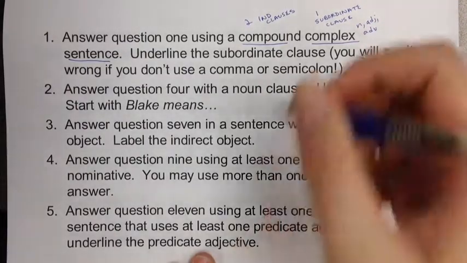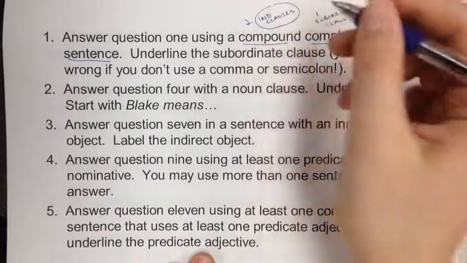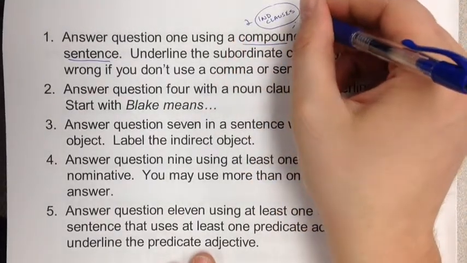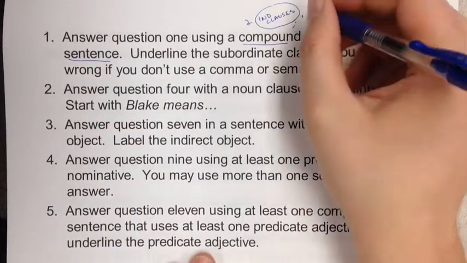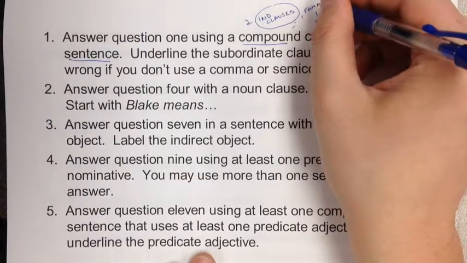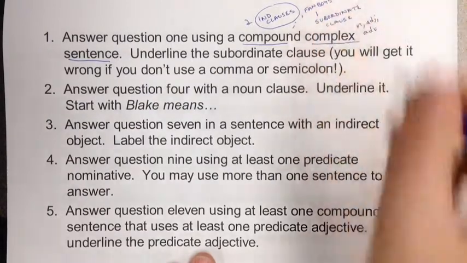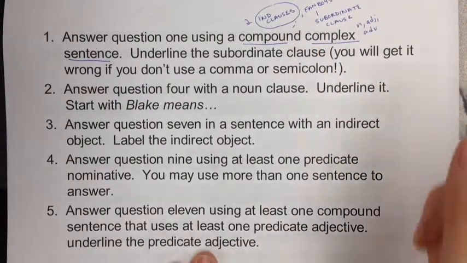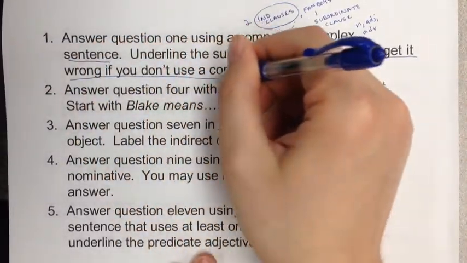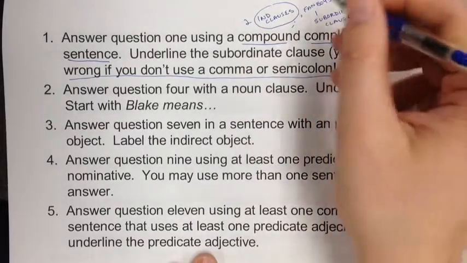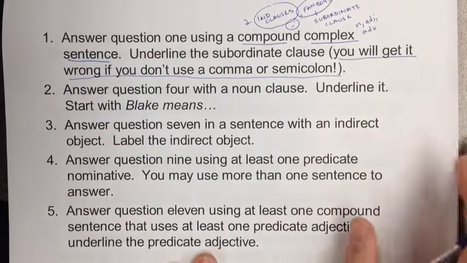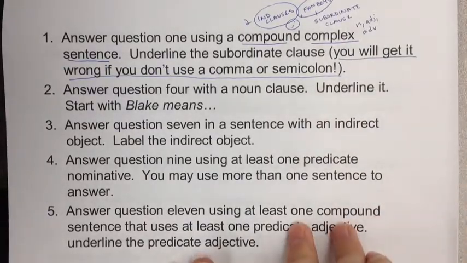And the only way to combine 2 independent clauses is with a semicolon or a comma followed by a coordinating conjunction. And those are for, and, nor, but, or, yet, so. Fanboys. So this even tells you, you will get it wrong if you don't use a comma or a semicolon. So either you're doing a semicolon or you're doing this, but you also need to have one of these subordinate clauses.